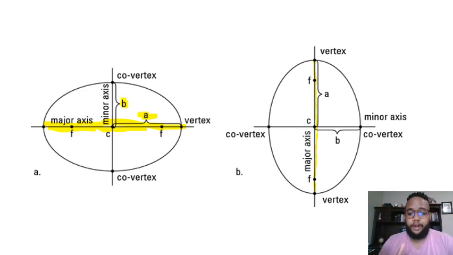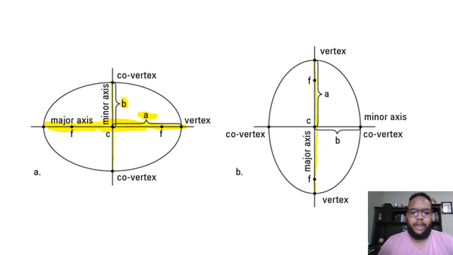And if the bigger number is under x, it's horizontal, and if the bigger number is under y, it's going to be vertical. B represents the minor axis, so you're going to go up and down B units to get the two covertices, and if you add them together, you get 2B is the minor axis.